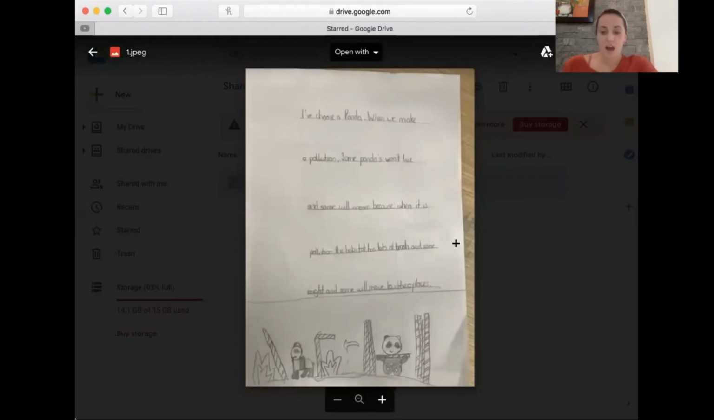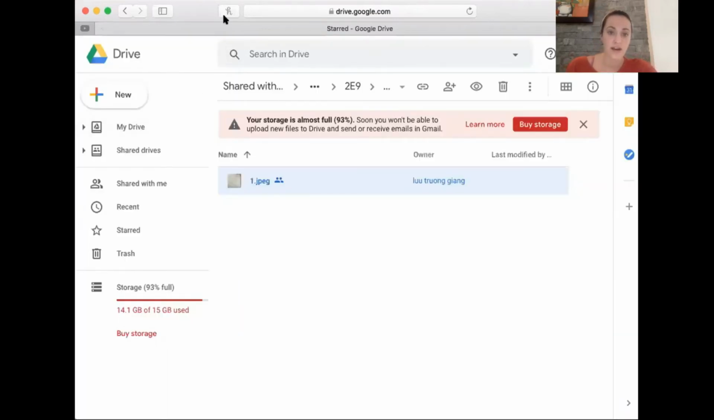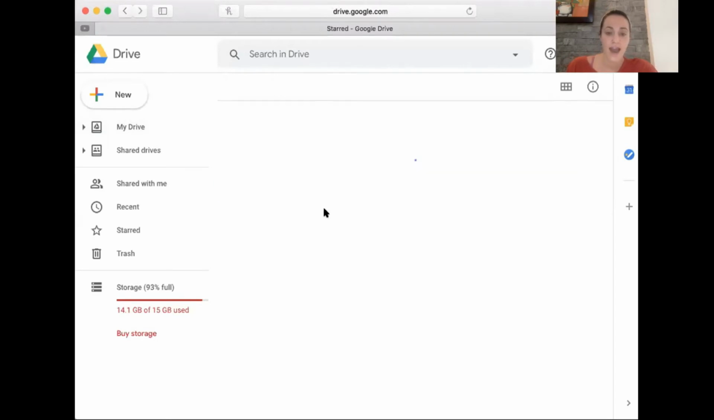Hannah decided to talk about the panda bear. We make pollution, and some pandas won't live, and some will move because there's pollution. Their habitat has trash. Very good. All right, and the last one is Minha.